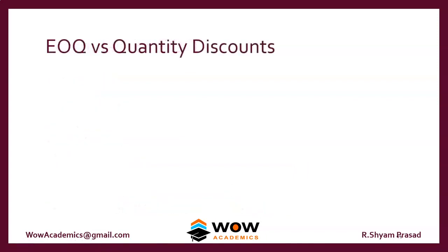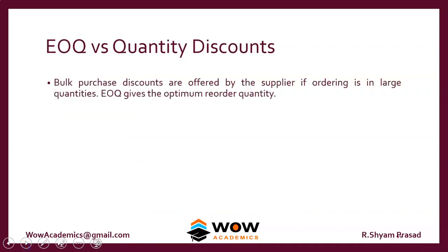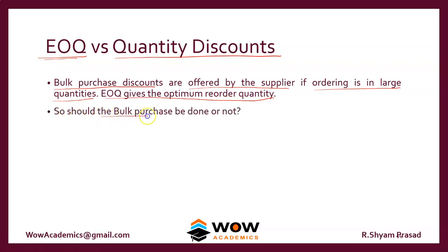So we look at EOQ versus quantity discounts. Sometimes bulk purchase discounts are offered by the supplier if the ordering is in large quantities. EOQ gives the optimum reorder quantity. So there is now a trade-off. If you buy in bulk, you get a quantity discount. But if you buy at EOQ, you get the lowest ordering and holding cost. So which one should you do? Should you buy in bulk or should you follow the EOQ number of units to be ordered? That becomes a crucial question.